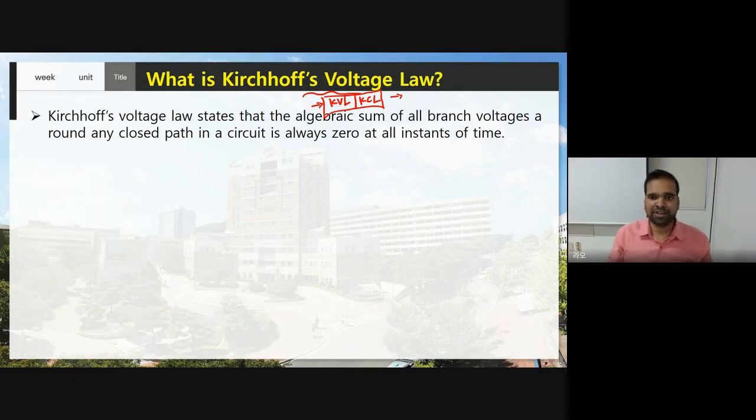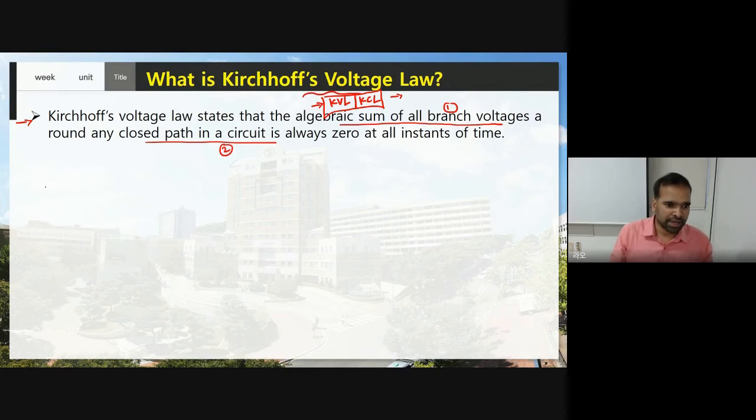Now in this video, I will explain KVL. I'm not going to explain a complicated circuit, because the main aim of this video is to understand what Kirchhoff voltage law is and when we have to use it for a given circuit. As per the statement, KVL states that the algebraic sum of all branch voltages, consider this as point number 1, in a closed circuit is equal to 0. This is the second part.